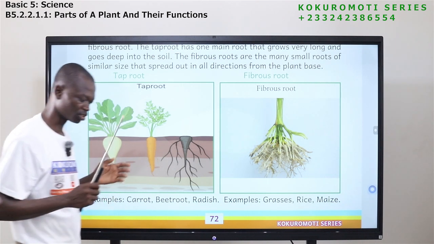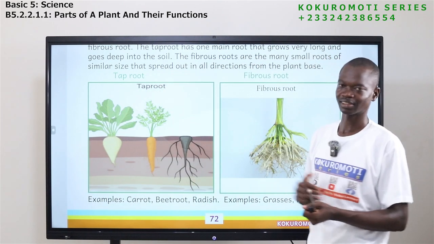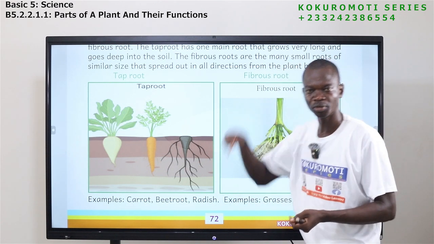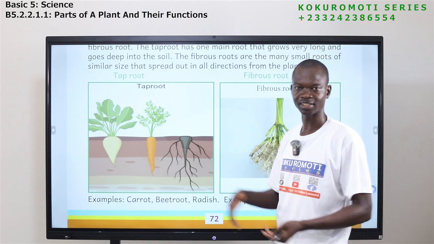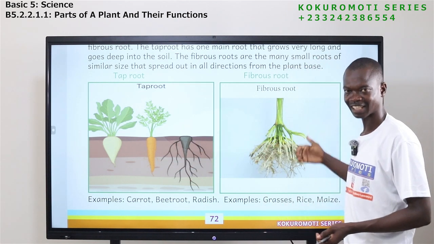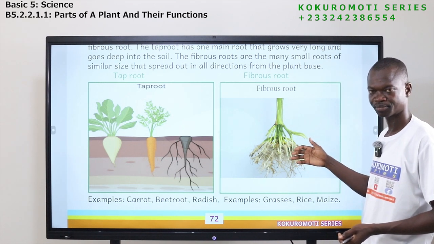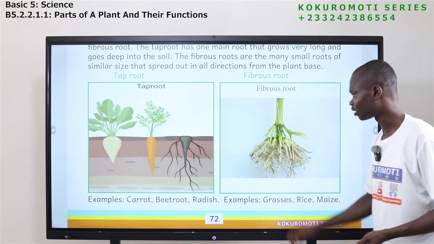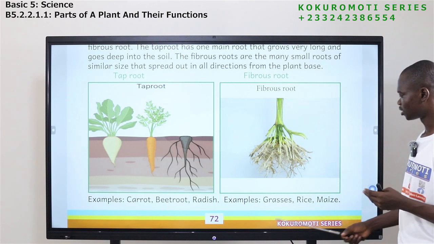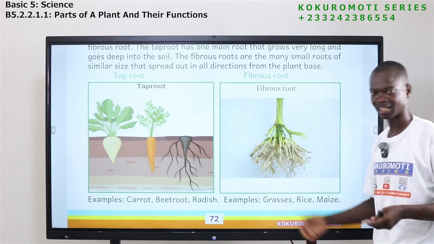So in your garden, when you try and uproot one plant, look at the roots. Check whether you can find one big root which is longer than the rest. Compare it to another type which has the fibrous system. With fibrous system, it doesn't have that long one. So this is maize. Examples of plants that have fibrous root system: you have grasses, rice, maize. So if you have grasses in your garden, just uproot it.